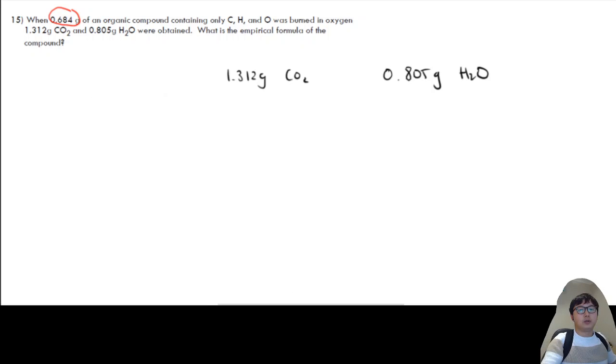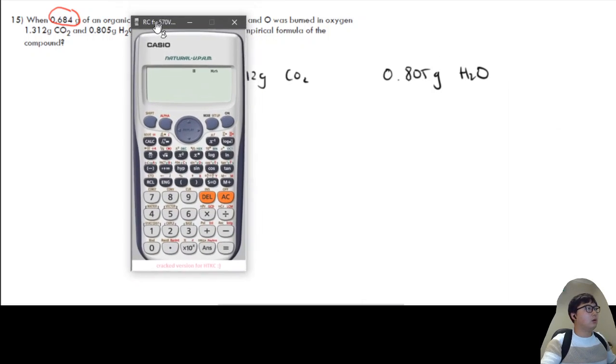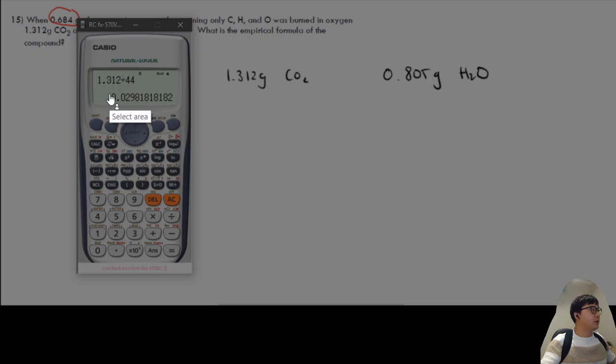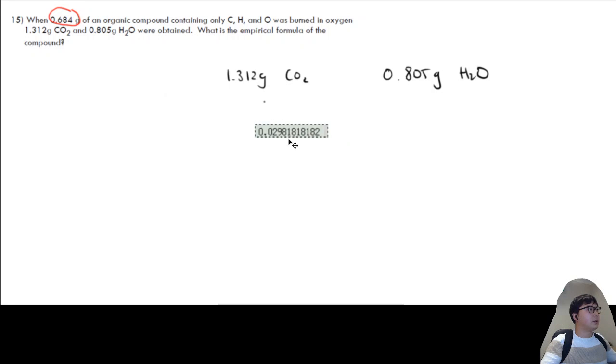Let me just bring my calculator quickly. It's still loading. Okay, there it is. So 1.312 divided by 44. 44 is the molar mass of carbon dioxide. So this is the number that you get. This is about 0.03, right? So this is the number of moles of the carbon dioxide.